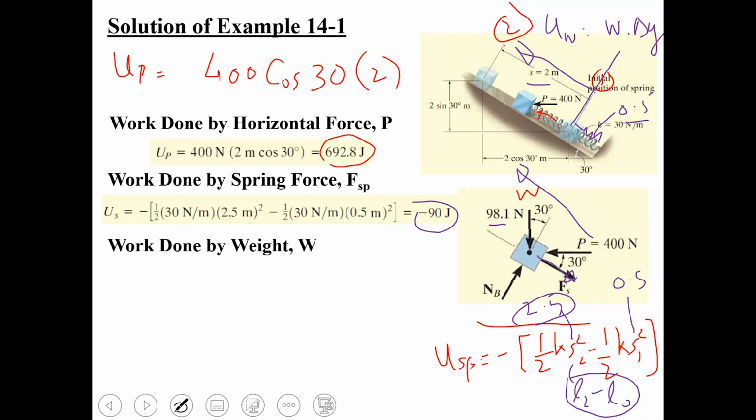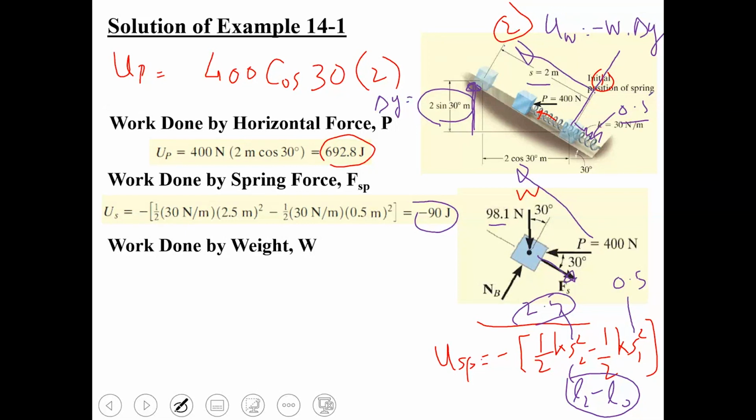What about delta y? Vertically कितना weight displace हो रहा है between position 1 and position 2? It is going to be 2 sine of 30, isn't it? So delta y is 2 sine of 30. Weight is acting downward. What is the direction of delta y between position 1 and 2? Upward or downward? Upward. So weight is acting downward, delta y is upward. So what should be the sign of UW? Negative, since W and delta y are opposite to each other.